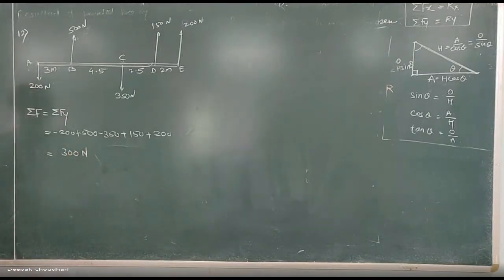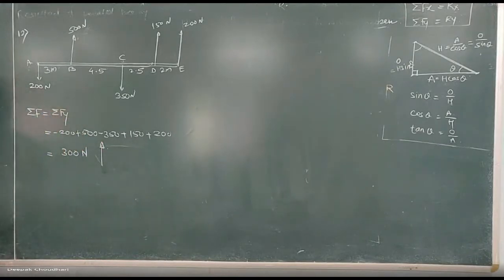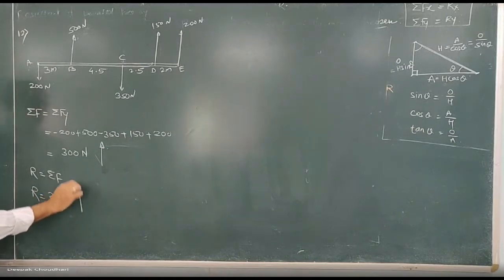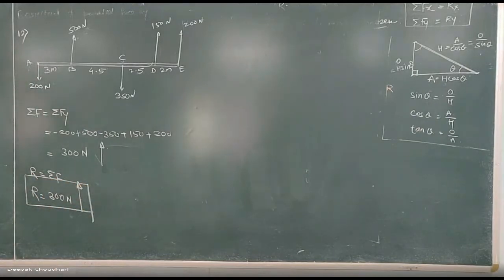Positive. Here this positive sign indicates that it is vertically upward because it is summation of Fy. Then in a parallel force system R equals summation of F. So for this force system, the magnitude of the resultant is equal to 300 Newton, which acts vertically upward. If this would have been negative, the resultant would have been in the downward direction. So this is the magnitude of the resultant. Very simple in a parallel force system. So we got the magnitude as well as the direction.